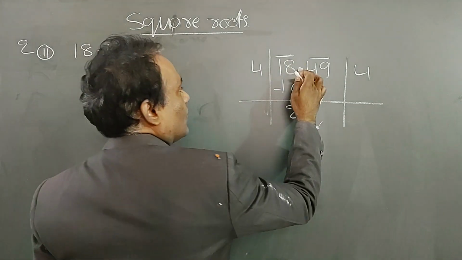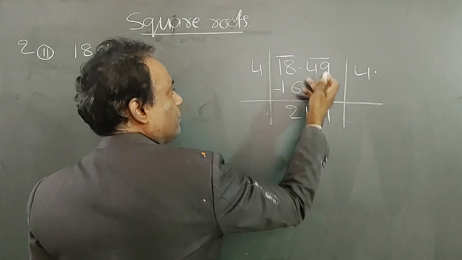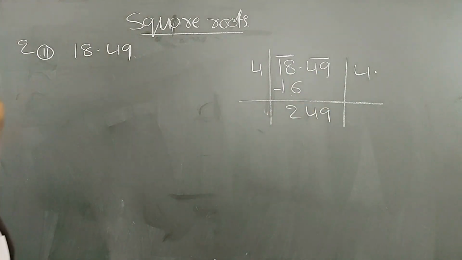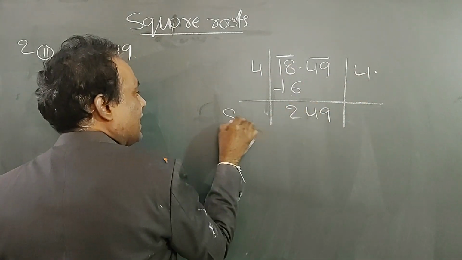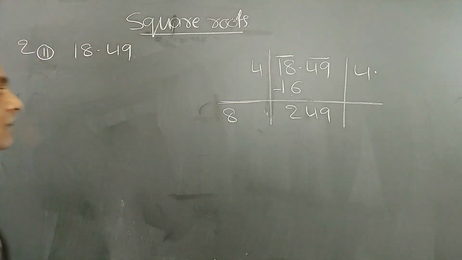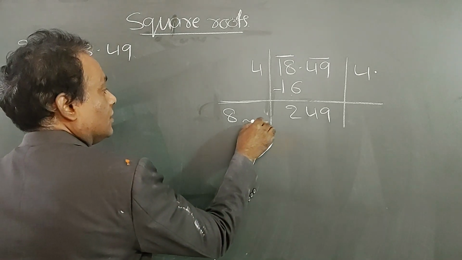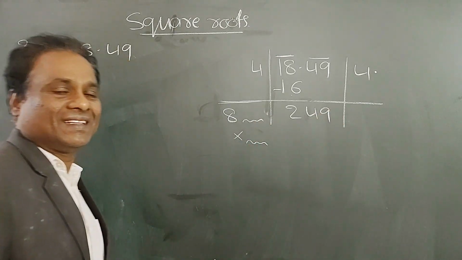So now take the decimal here. Next two numbers you take, a pair. 4 plus 4, 8. Write a number here, multiply with the same number. We have to get 249.